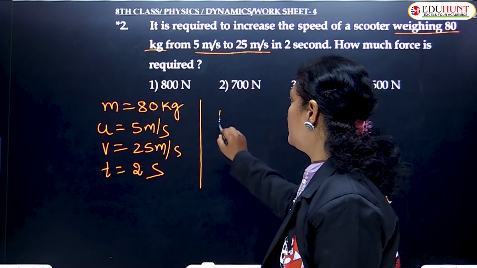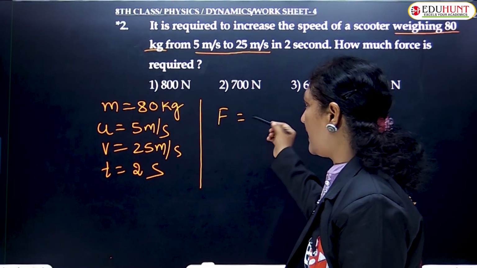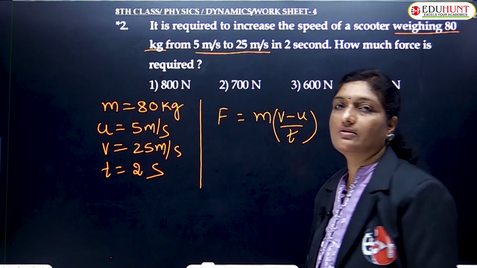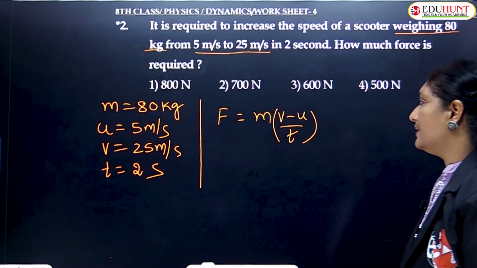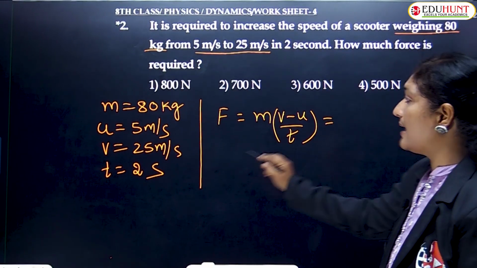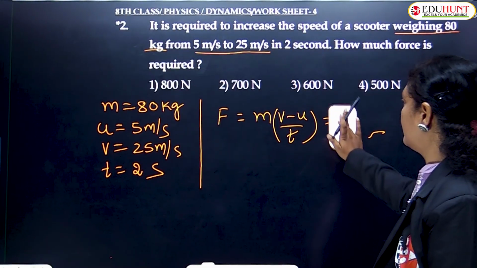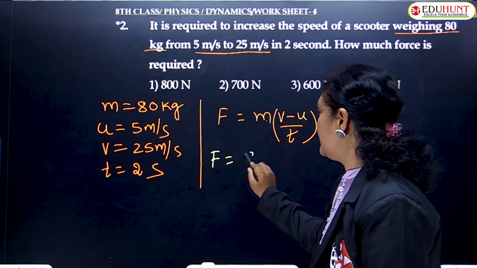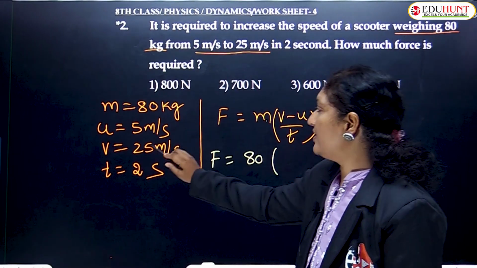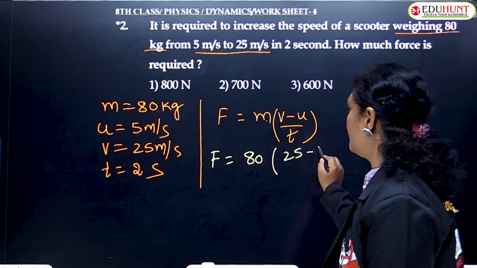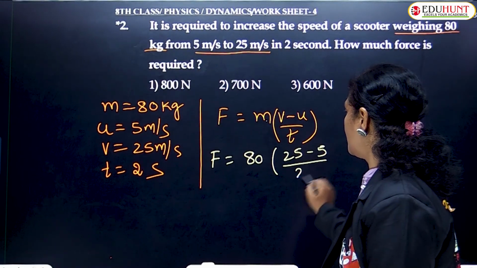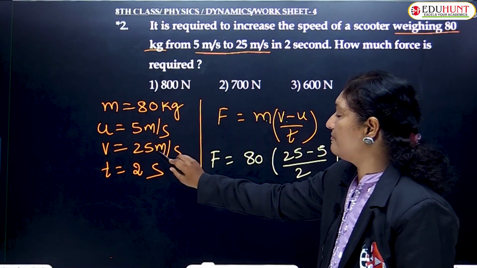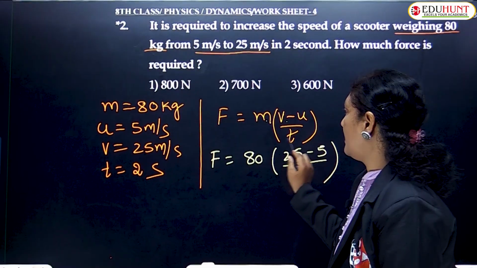So children, I already told you the formula for force, F equals ma, and the acceleration can be written as V minus U by T. F is equal to, what is the formula? M into V minus U by T. What is the mass given? 80 kgs. I'll solve it here. F equals mass 80 kg into V minus U. V is 25, U is 5, upon time is 2 seconds. So everything is being substituted. Mass M is 80, speed V is 25, U is 5, and T is 2.